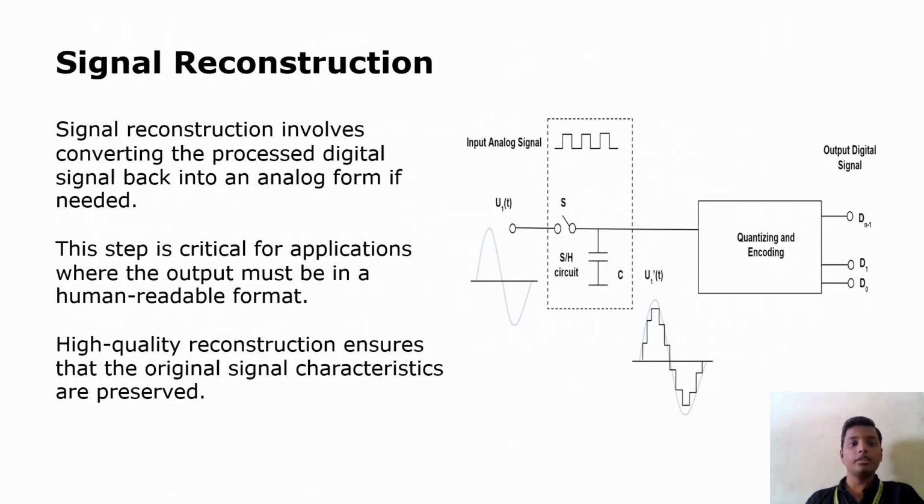Signal reconstruction. Signal reconstruction involves converting the processed digital signal back into an analog form if needed. This step is critical for applications where the output must be in a human readable format. High quality reconstruction ensures that the original signal characteristics are preserved.